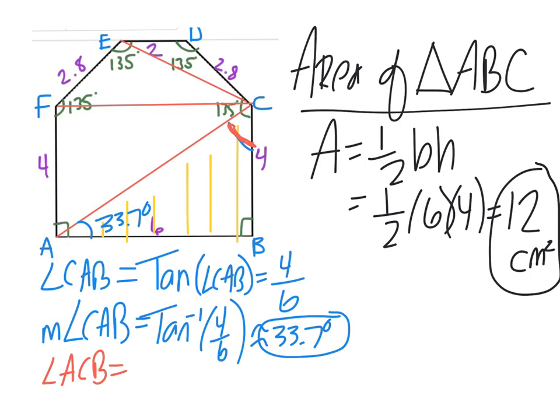To find it, I could use SOHCAHTOA, or I could just use a property of triangles. I know a triangle is 180, so I'm going to take 180 minus the 90 minus the 33.7 degrees, and this one comes out nice and cleanly at 56.3 degrees. So then I could label that particular angle too and have it done in my picture.